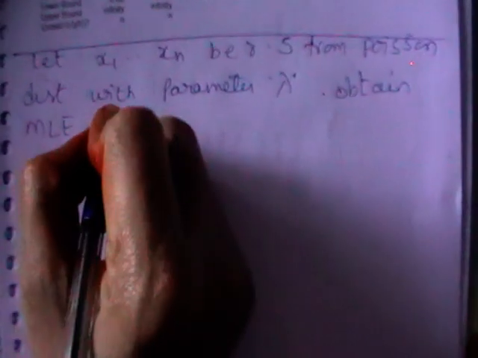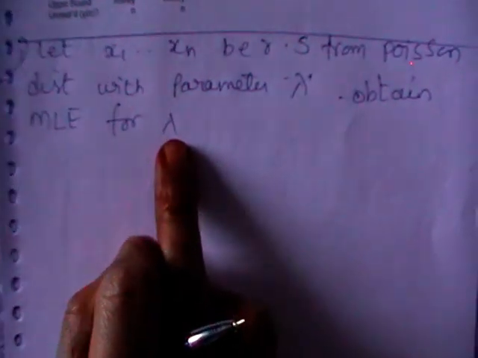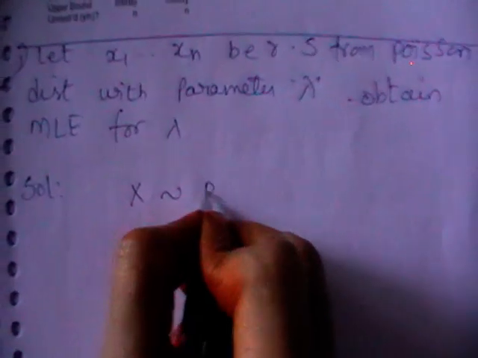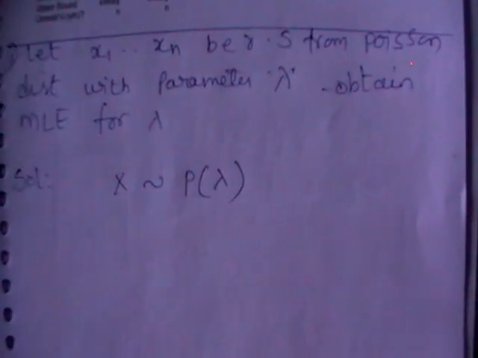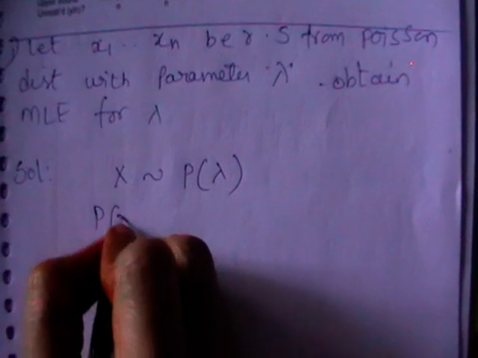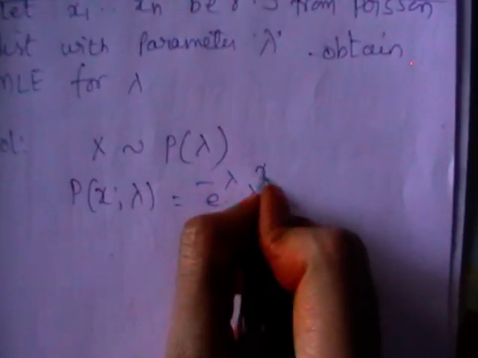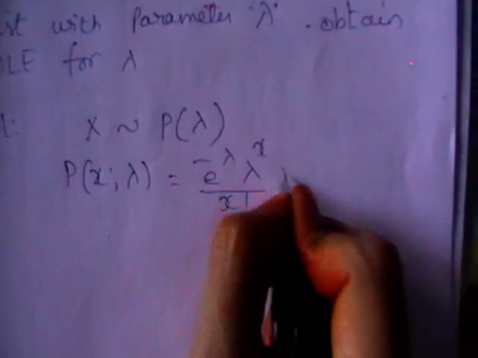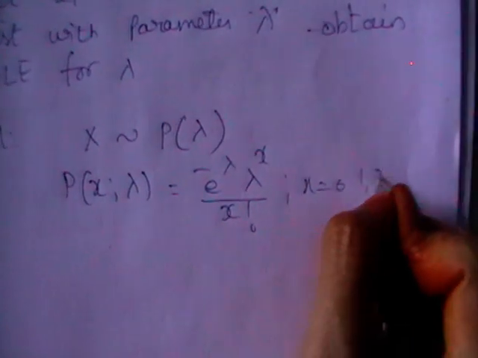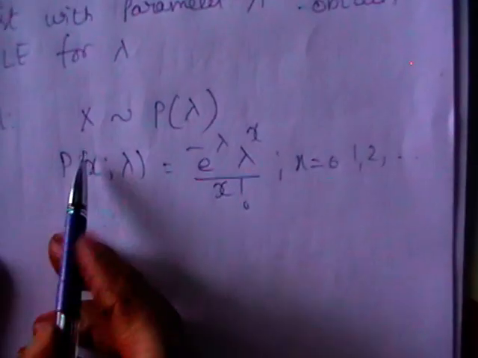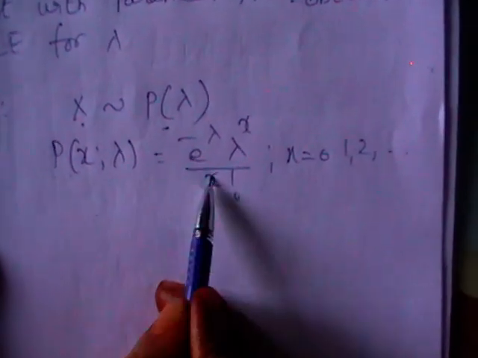Obtain the MLE for lambda. Here it's a random sample from a Poisson distribution with parameter lambda. You need to obtain the MLE estimator for lambda. As I said in the previous problems also, as this is from a Poisson distribution, you should write X follows P(lambda). What is the PMF of the Poisson distribution? e power minus lambda, lambda power x by x factorial, x from 0 to infinity. So specify the Poisson distribution and write the PMF.